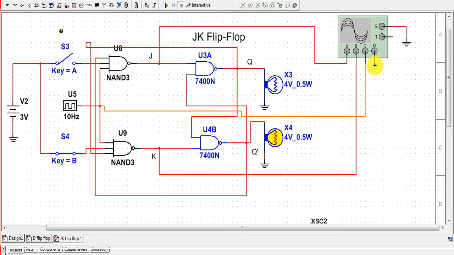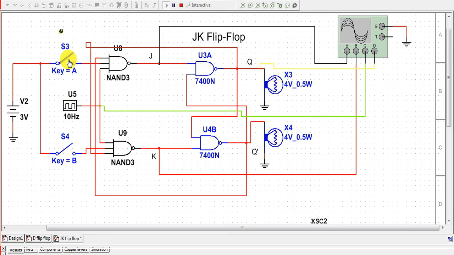And the D channel is connected to the Q state of the flip-flop. So now we will verify our truth table using these two LED bulbs, and then we will see the timing diagram in the oscilloscope. Initially, as we switch on the circuit and start the pulse, we can't determine the output of the flip-flop.